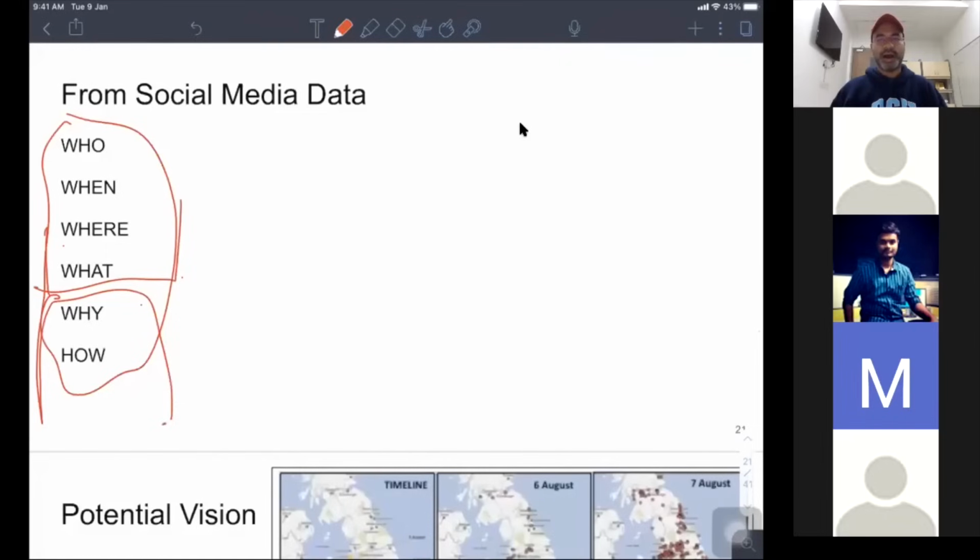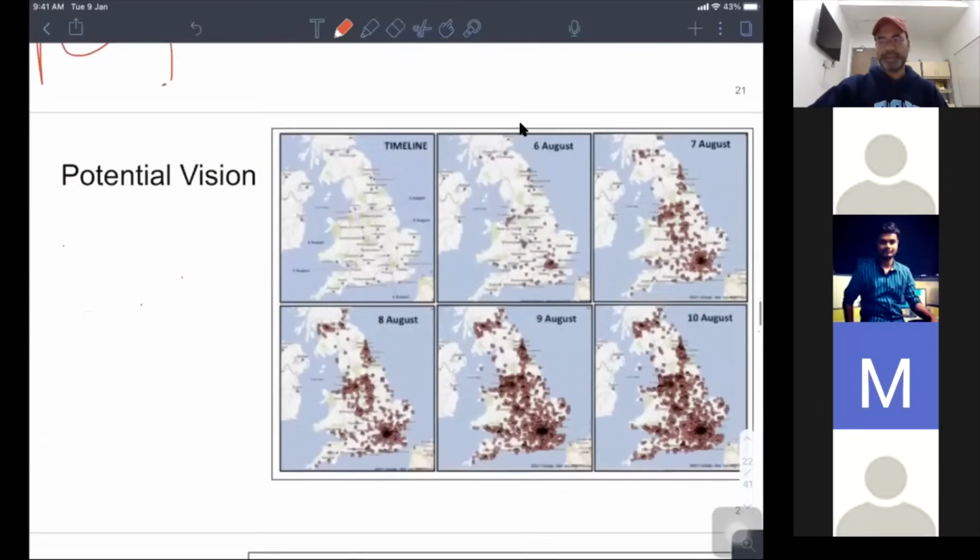Unfortunately, these 2 things are harder, which is why and how. You don't know why people are tweeting about a cricket match, because he or she may be interested in it. How are they tweeting? You can, to some extent, look at the devices that they're using, for example, an Android phone, Samsung phone, iPhone. But that's as far as we can go with the how. As an analysis of data, we can't get much further than that. Okay, that's social media data.